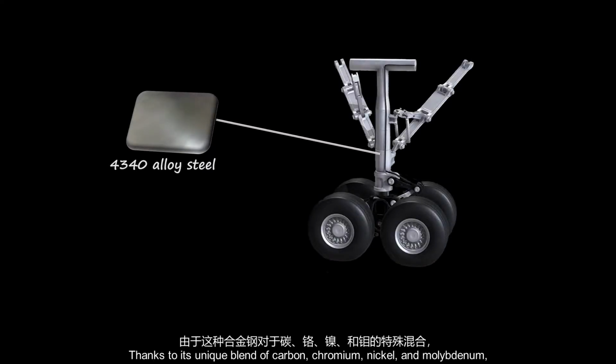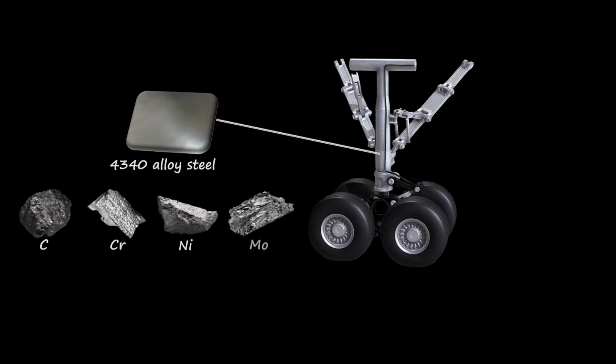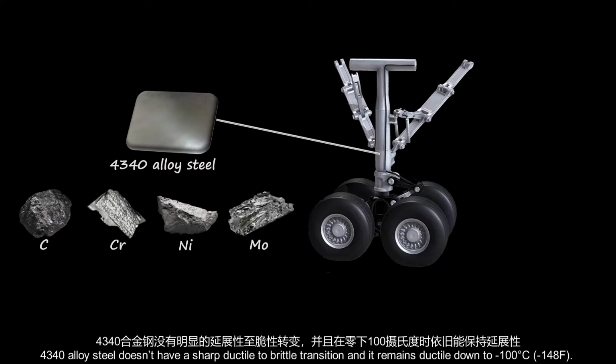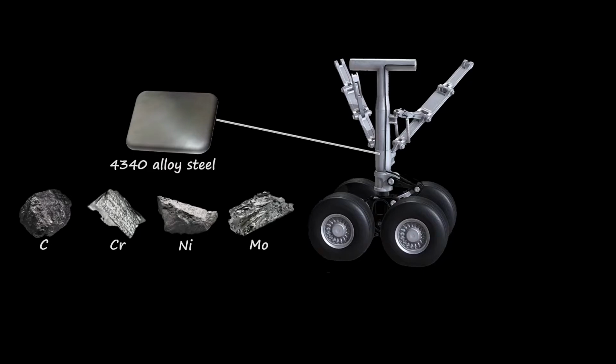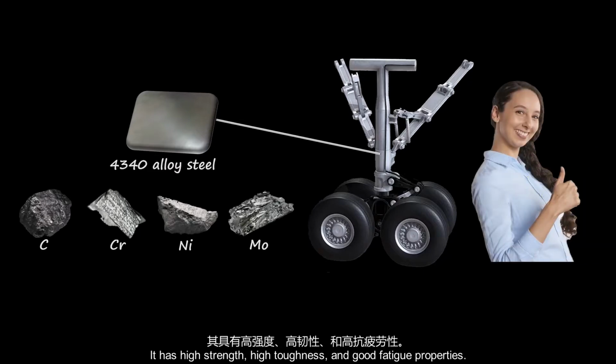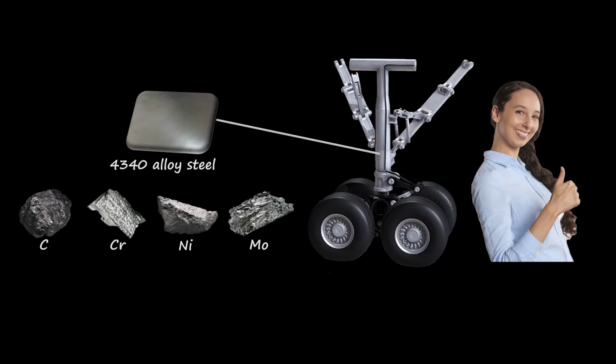Many planes use 4340 alloy steel as the material of landing gear main cylinders. Thanks to its unique blend of carbon, chromium, nickel, and molybdenum, 4340 alloy steel doesn't have a sharp ductile to brittle transition and it remains ductile down to -100 degrees Celsius. It has high strength, high toughness, and good fatigue properties.